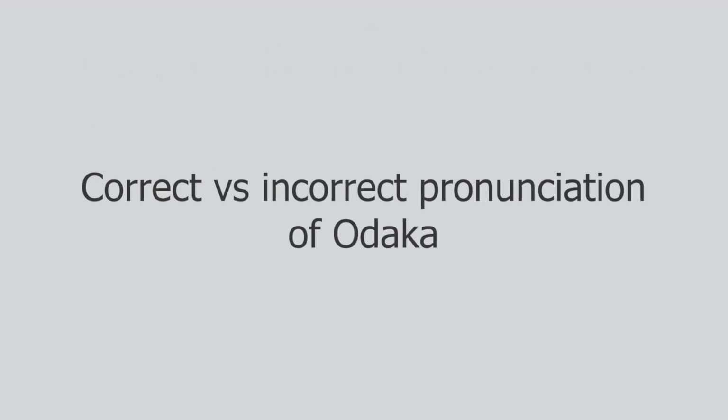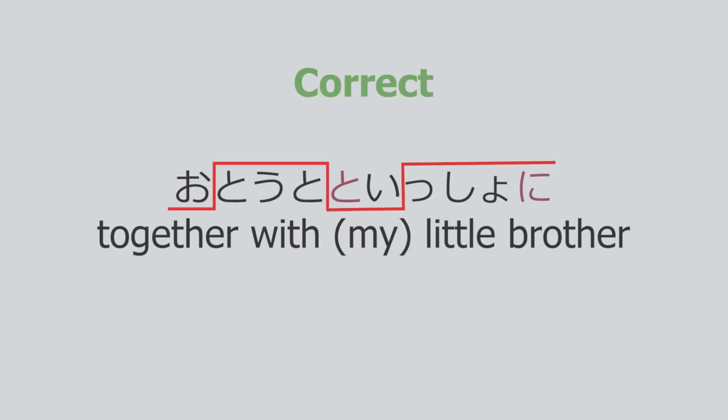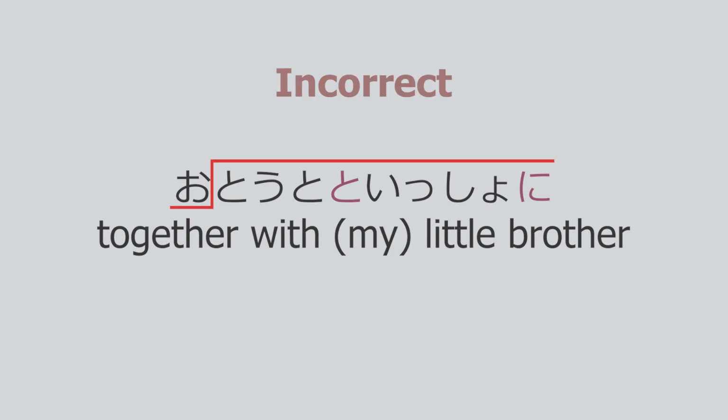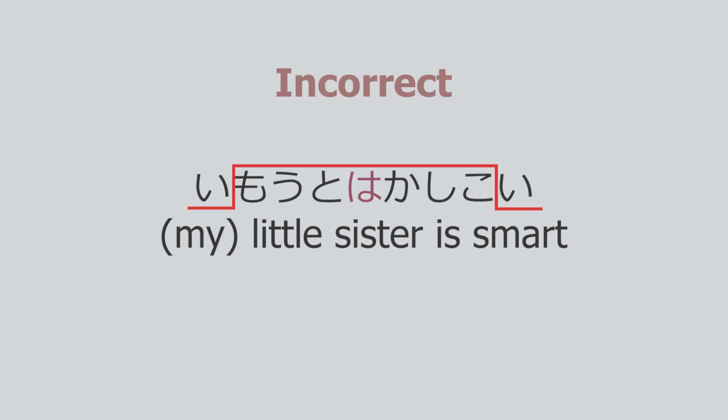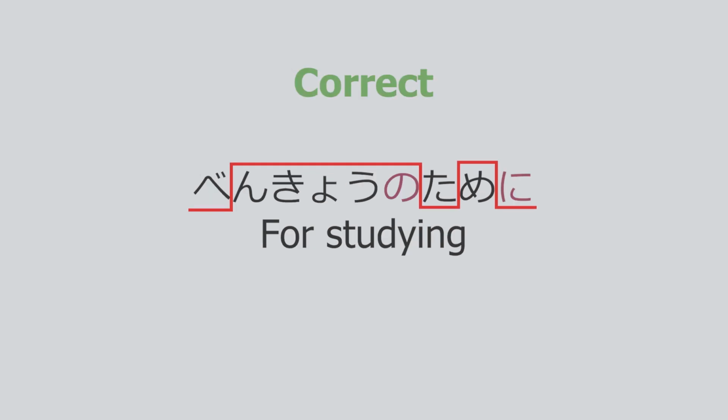Here's an example of correct versus incorrect pronunciation of odaka. 弟と一緒に。妹は賢い。勉強のために。So, how do you learn pitch accent?